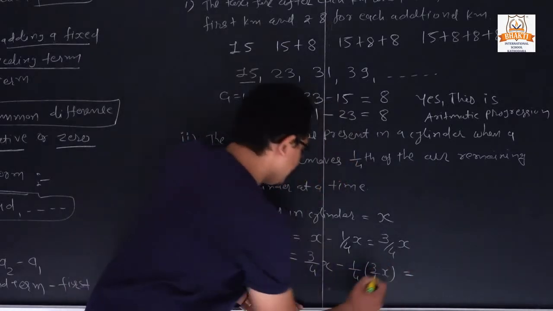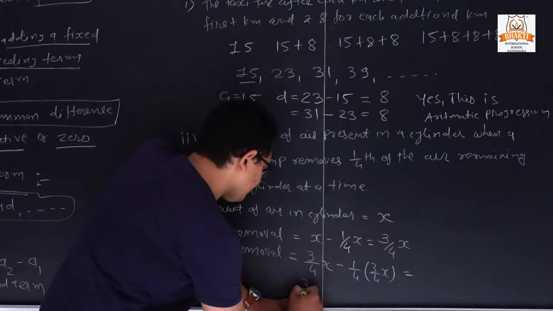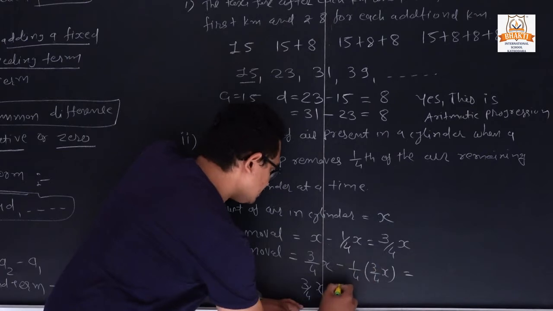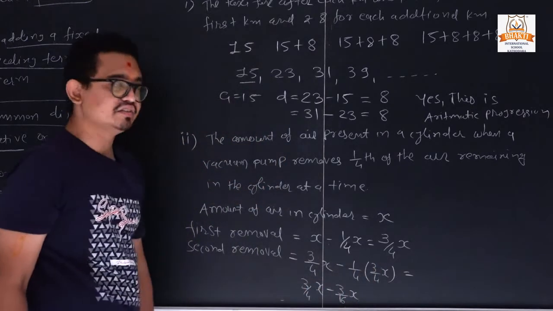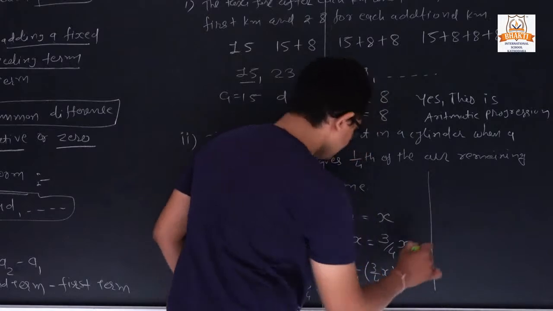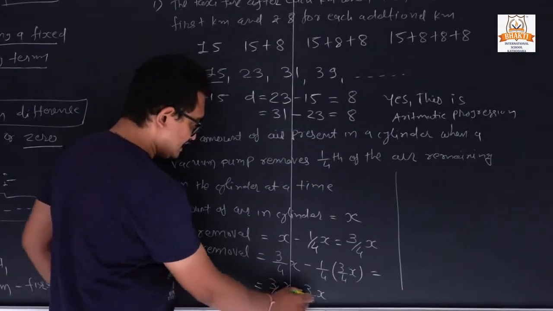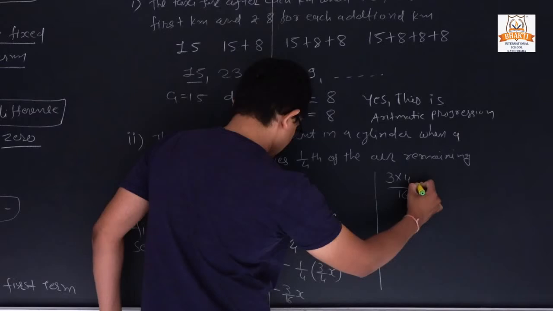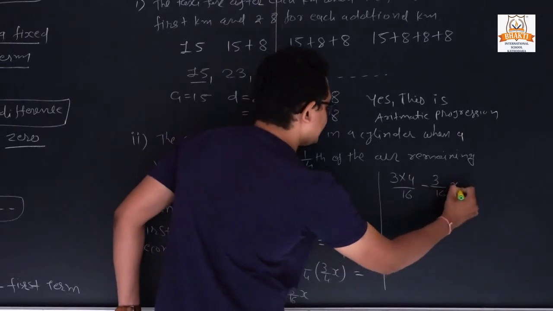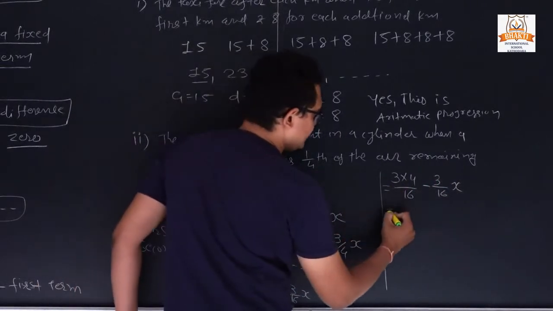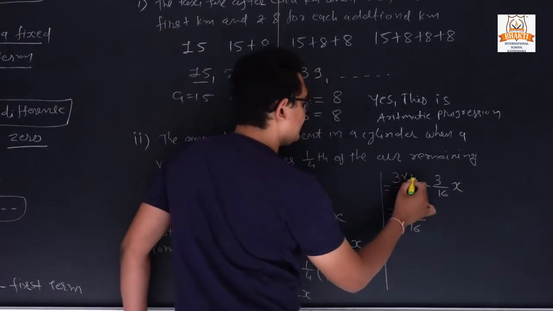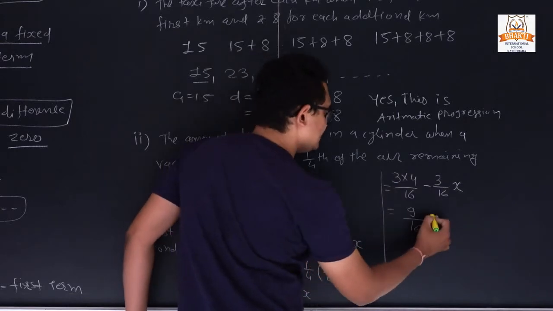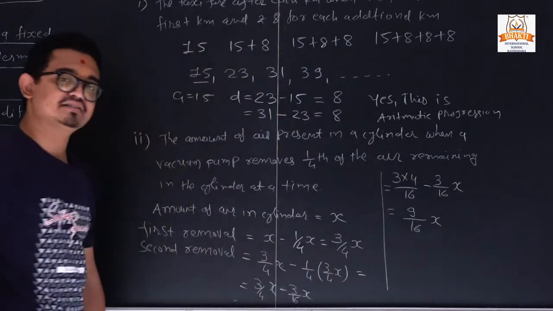Now simplify it. So 3 by 4 x is the same. Now 3 upon 16 x. Now 16 and 4, so we take the LCM. What is our LCM? 16. So 3 into 4 upon 16 minus 3 by 16 x. Both have the same base, 16. So 12 minus 3, it is 9 by 16 x.